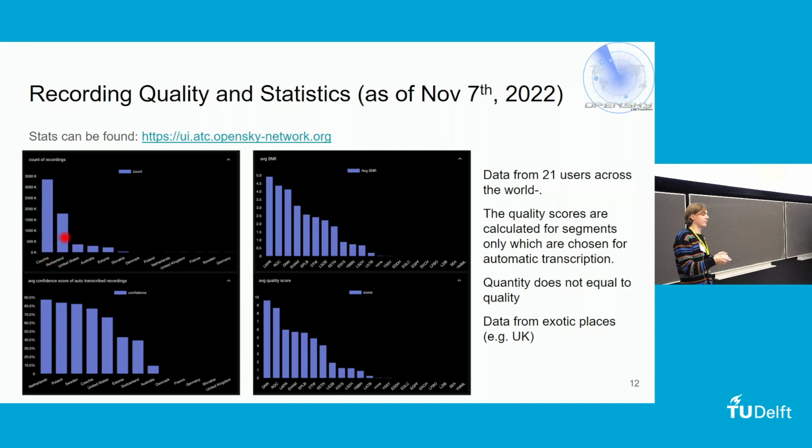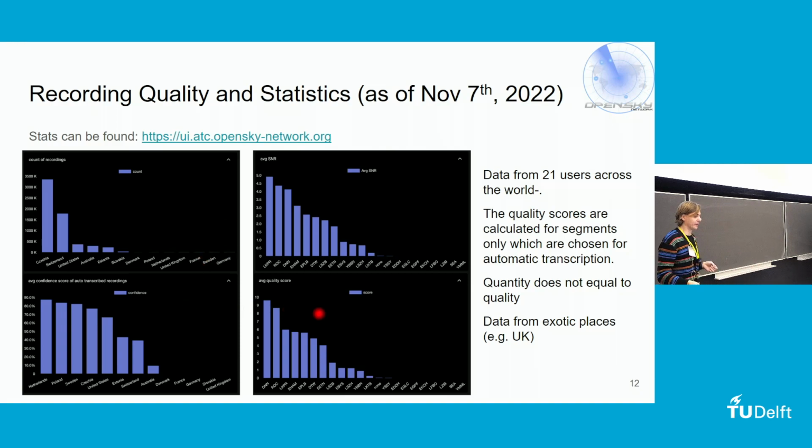So although we have most recordings from Czech Republic, they still perform high or good, but Netherlands, although not too many recordings, the ones that we have received are really good. So that's right. Yes.